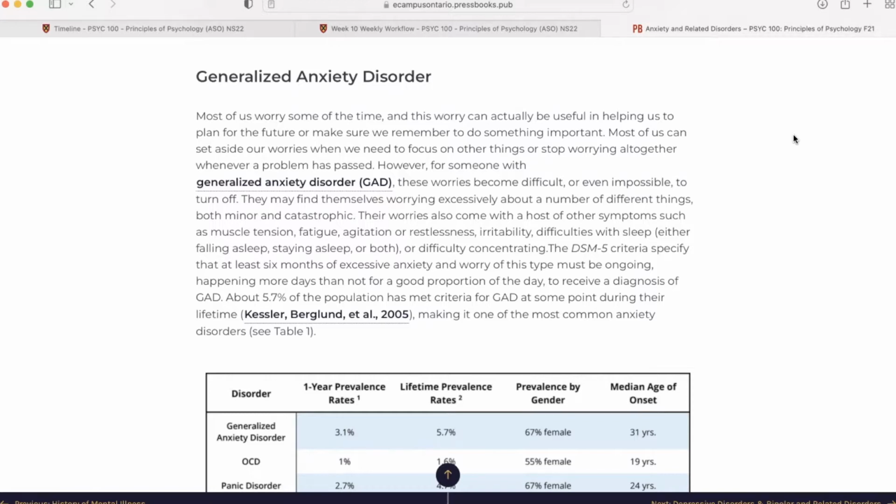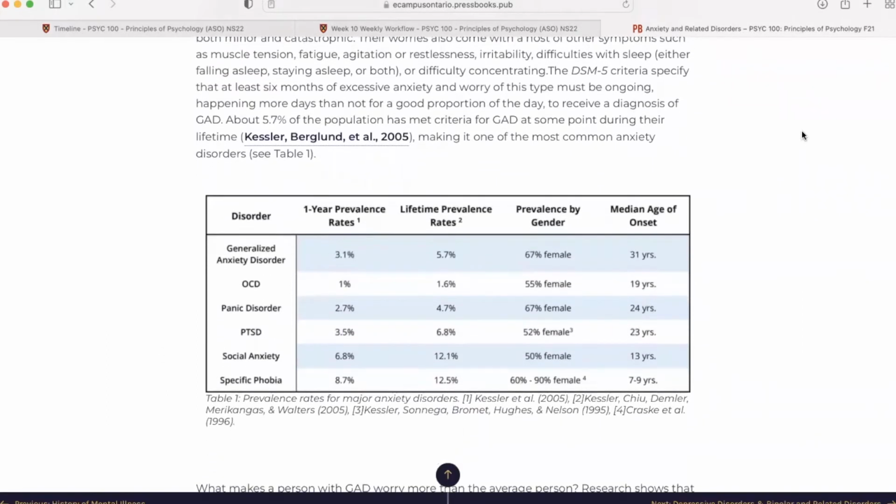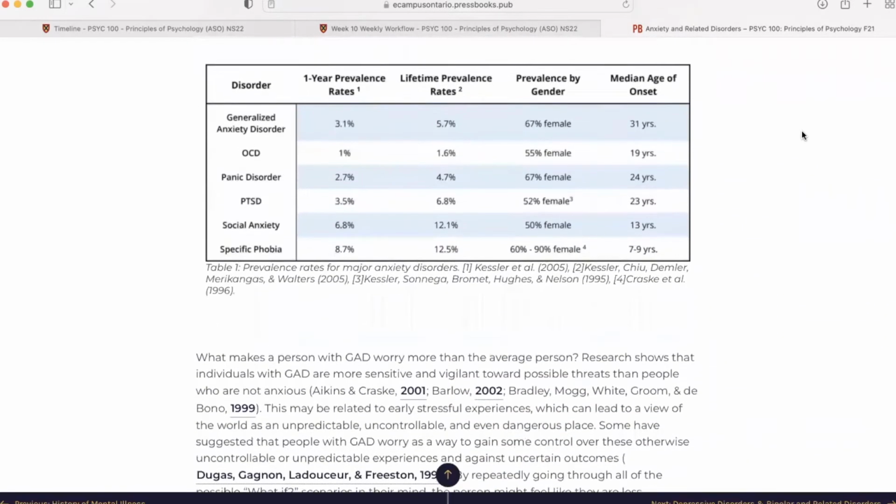The DSM-5 criteria specify that at least 6 months of excessive anxiety and worry of this type must be going on, happening more days than not for a good proportion of the day to receive a diagnosis of generalized anxiety disorder. About 5.7% of the population has met criteria for GAD at some point during their lifetime, making it one of the most common anxiety disorders.